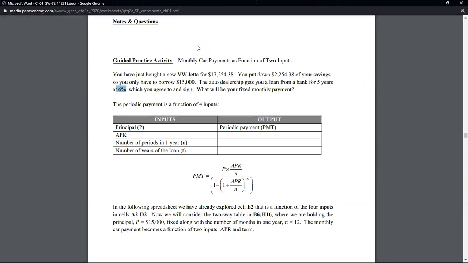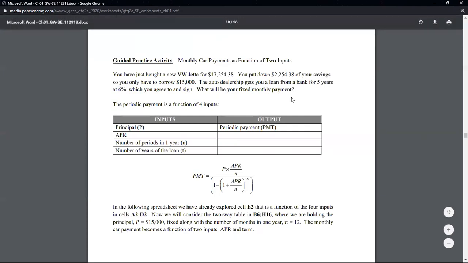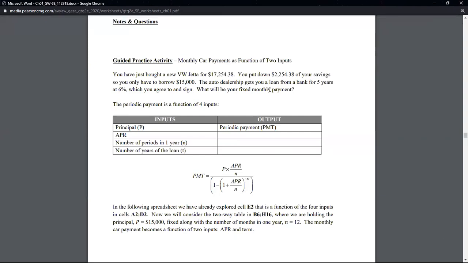So you agree to sign, and they want to know what your fixed monthly payment is going to be. So you've got a principal of $15,000, an APR of 6%, a loan of 5 years, and you're going to make monthly payments. How do you know we're making monthly payments? Because it says monthly payments, because we read the problem again until we get all the information absorbed. Critical reading skills are important.